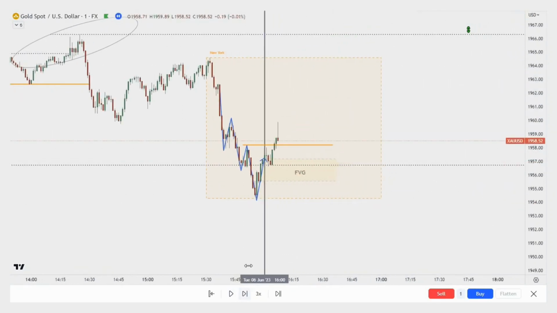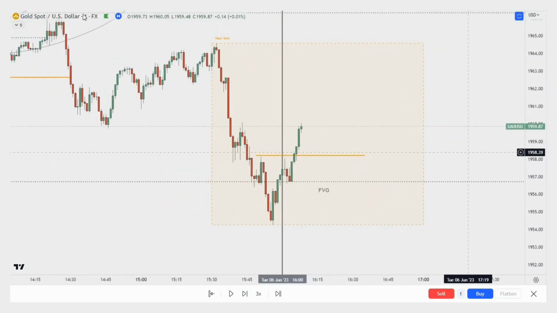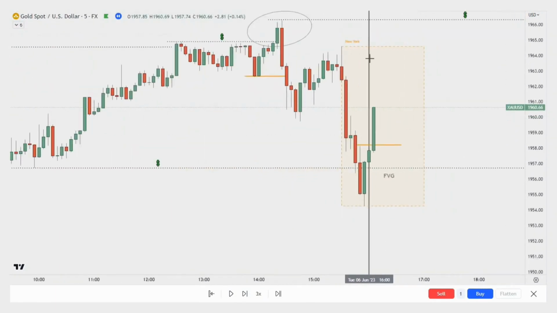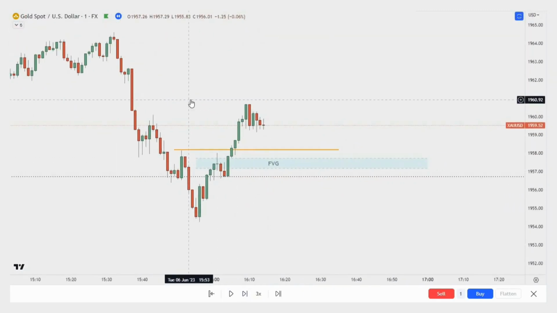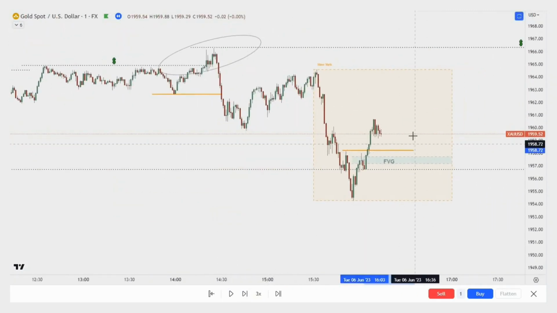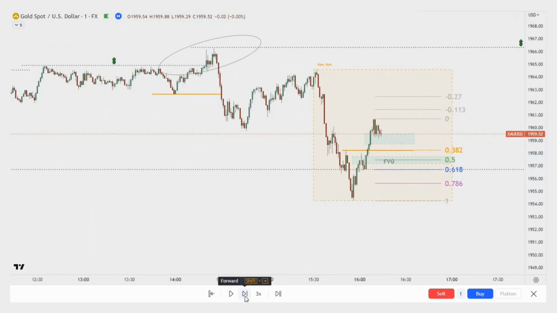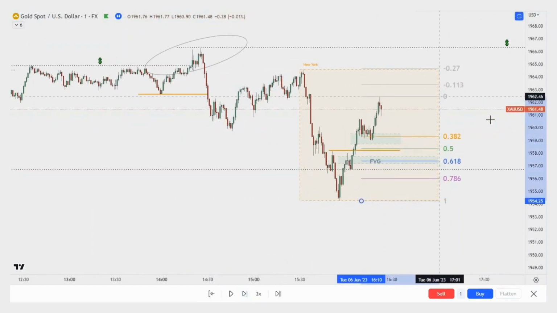As we can see, we have a clear break of the last lower high that confirms the shift in market structure. We shift again to the 5-minute time frame to identify a fair value gap. We notice two of them. We choose to trade the first one, which is located between the 0.5 and 0.618 Fibonacci levels.